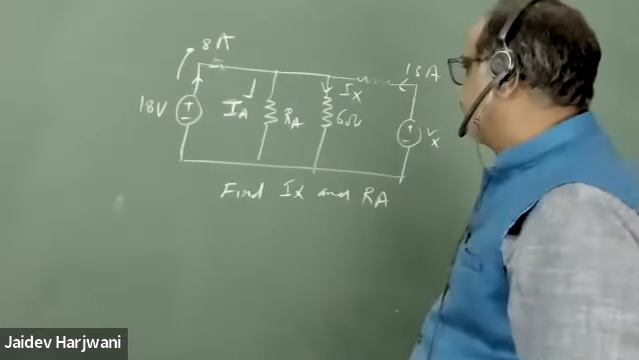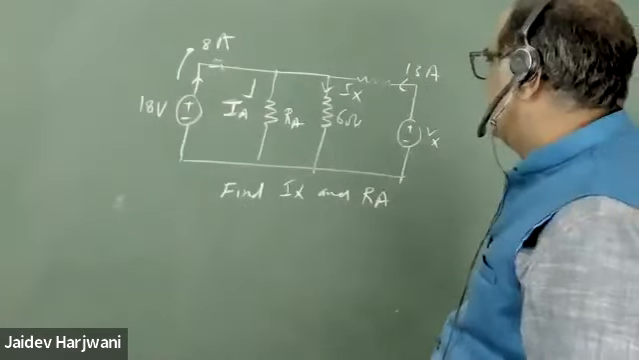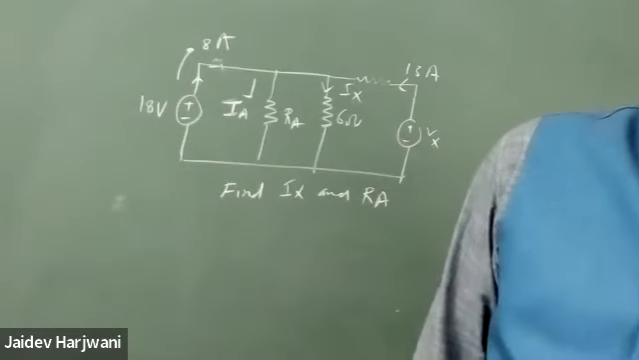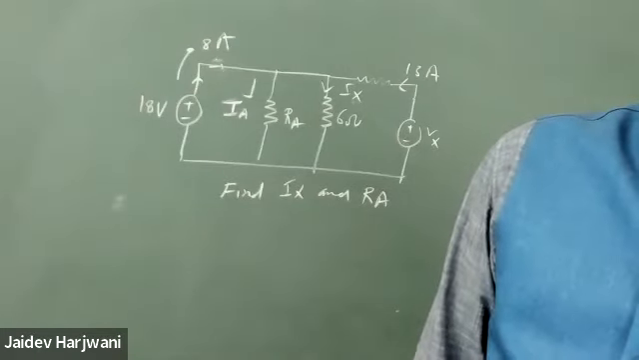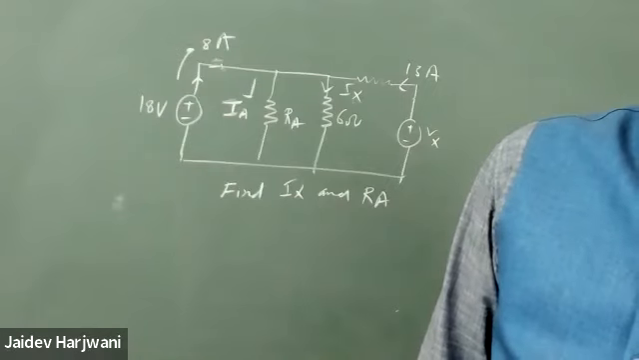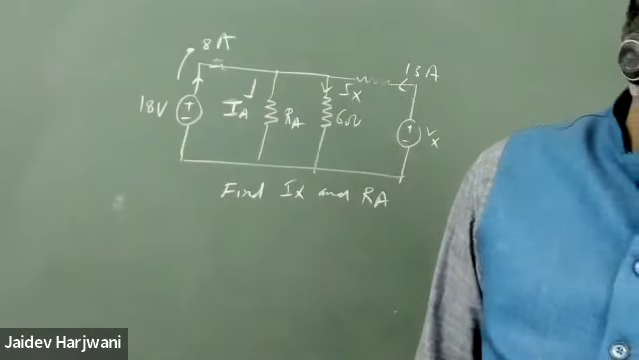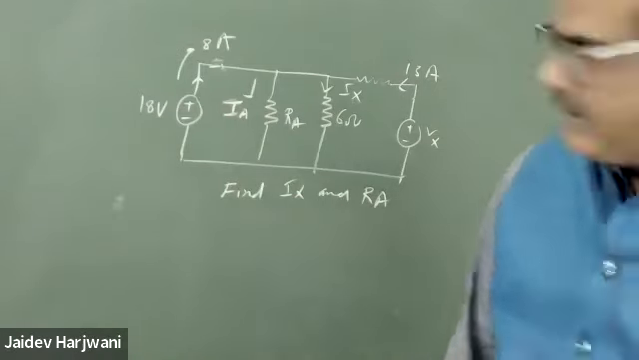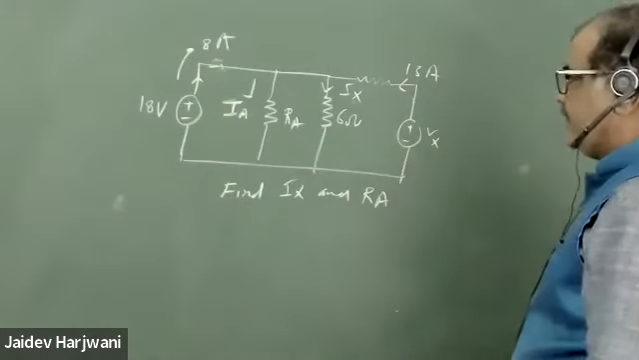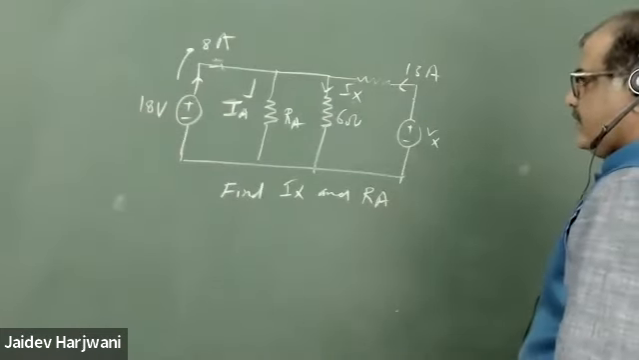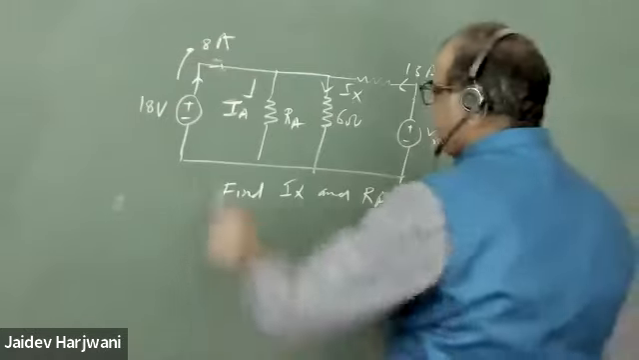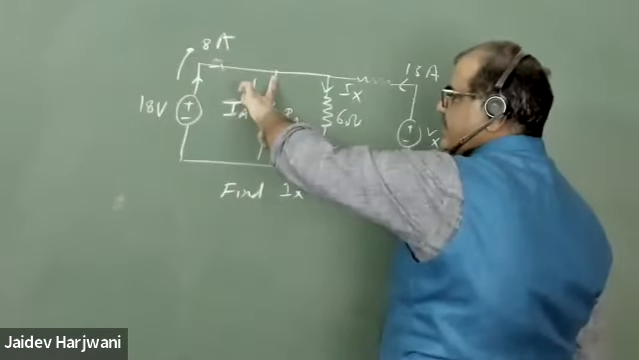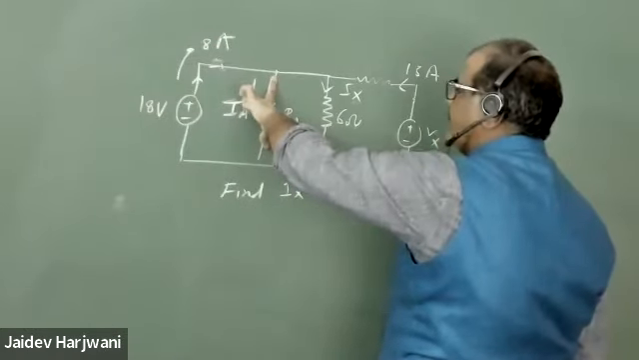Okay, just give me 1 minute. So two should be there, no? Okay, yes. Now you have to tell me how you will solve this circuit. What is the voltage drop across this circuit? Can you tell me? IA RA.